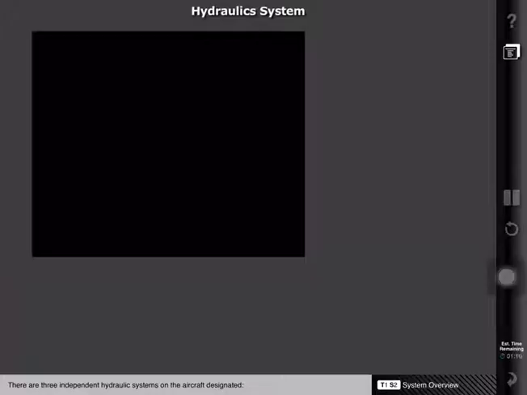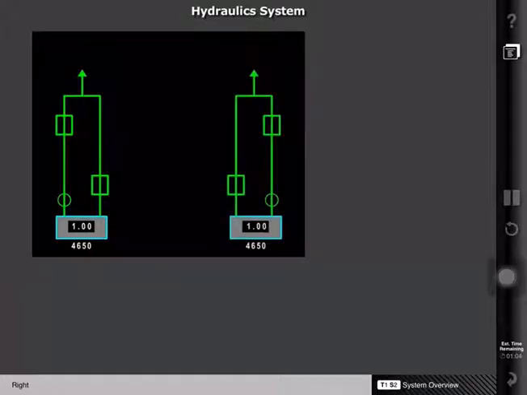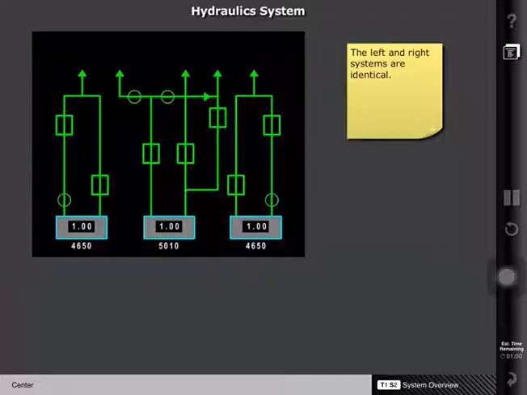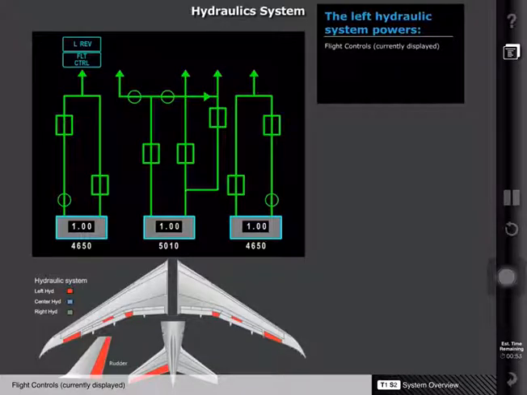There are three independent hydraulic systems on the aircraft designated left, right, and center. The left hydraulic system powers some flight controls, the left thrust reverser, and a number of spoilers on the right and left wing.